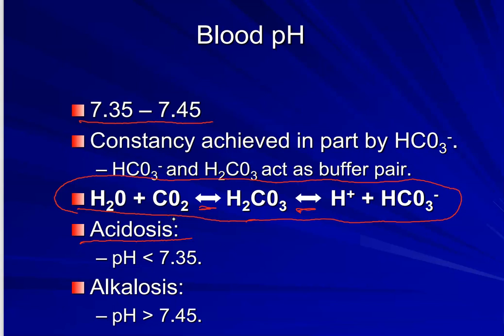Alkalosis is defined as a pH of more than 7.45, so above 7.45. And in alkalosis, you don't have enough hydrogen ions, so you would compensate for that either with your kidneys, or you can hypoventilate to keep some of the CO2 in.